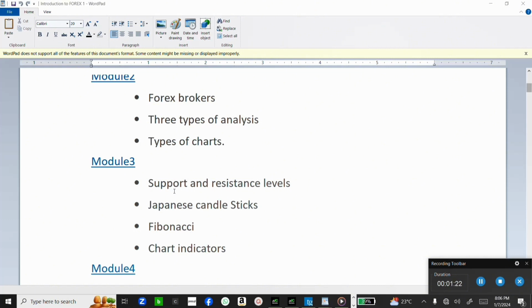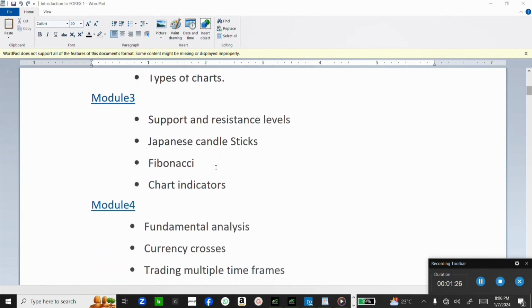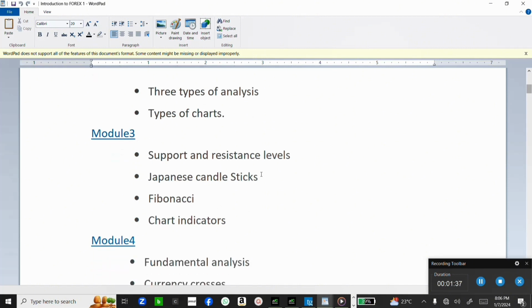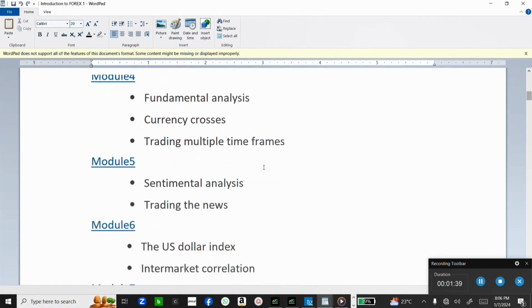In module 3, we are going to look at support and resistance. What are supports and resistances and how are they formed and how can you use them to trade in the foreign exchange market? We'll look at the Japanese candlesticks or the candlesticks anatomy. We'll look at the Fibonacci. We'll look at chart indicators and how you can use some of this to trade in the foreign exchange market.